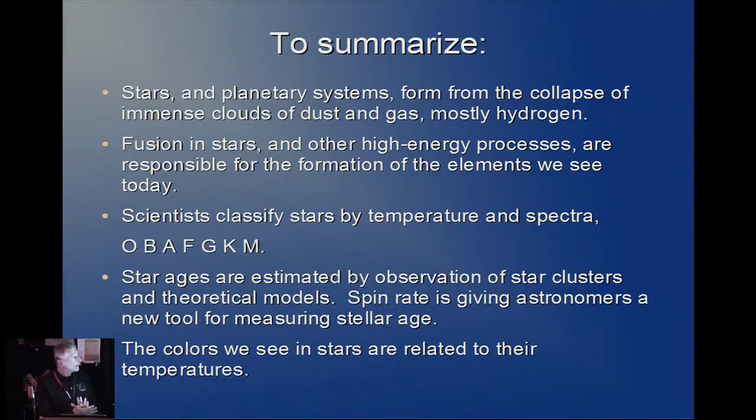So just to sum it up, stars and planetary systems form from the collapse of these immense clouds of gas and dust, mostly hydrogen. It's fusion in the stars that has formed the elements that we know today, that are responsible for what we are. Scientists classify stars by temperature and spectra, OBAFGKM, from hottest to coolest. Star ages are only estimated, and they do that by measuring the color and the temperature and the brightness. They're also working on spin rate to come up with a better way of determining the age. And the colors we see in the stars are related to their temperatures.